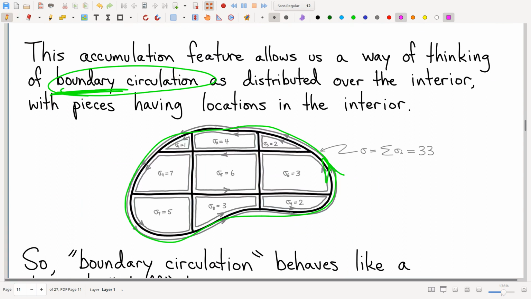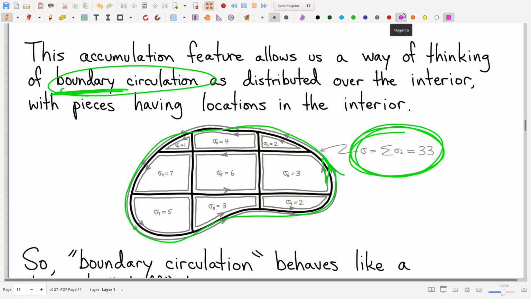let's look at the boundary circulation here. Now, I just made up a hypothetical scenario here that really doesn't matter, but the point is, suppose that the total circulation here is 33, let's just say, right? Where is that 33? Well, you could say it's on the boundary if you want to.